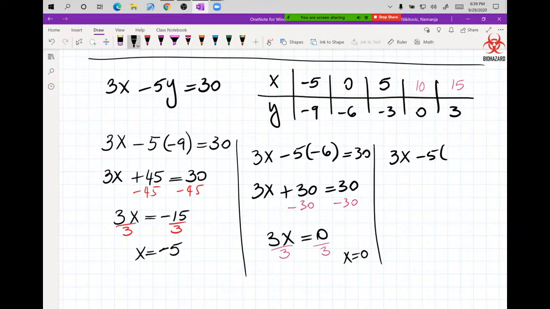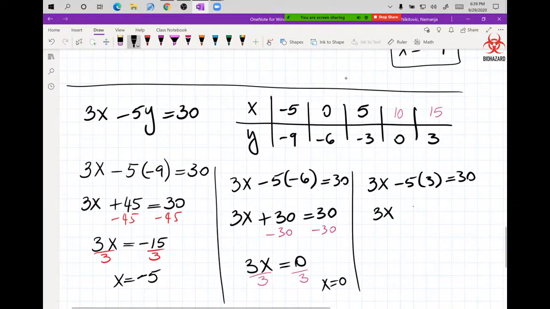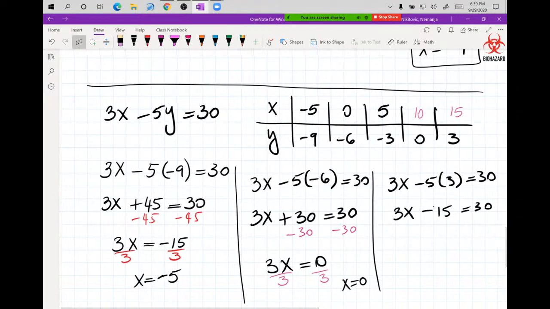And let's try this: -5 times 3 is -15. And then to get x alone, we need to add 15, which gives us 45.